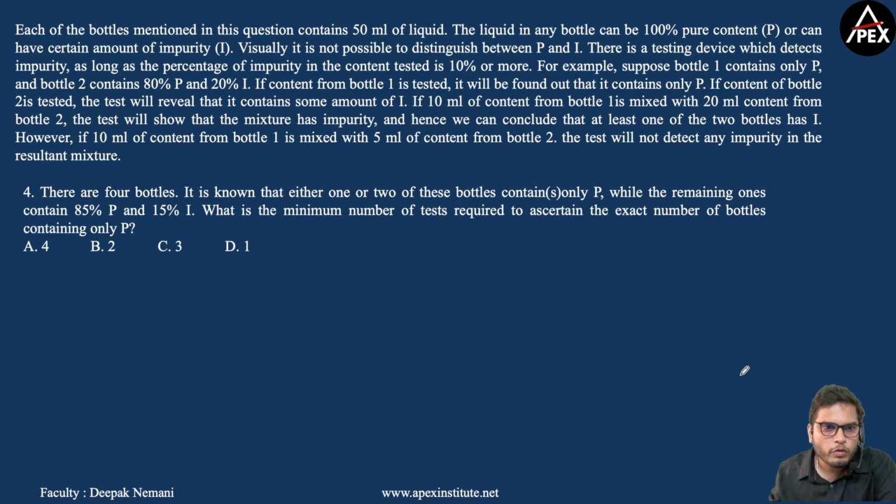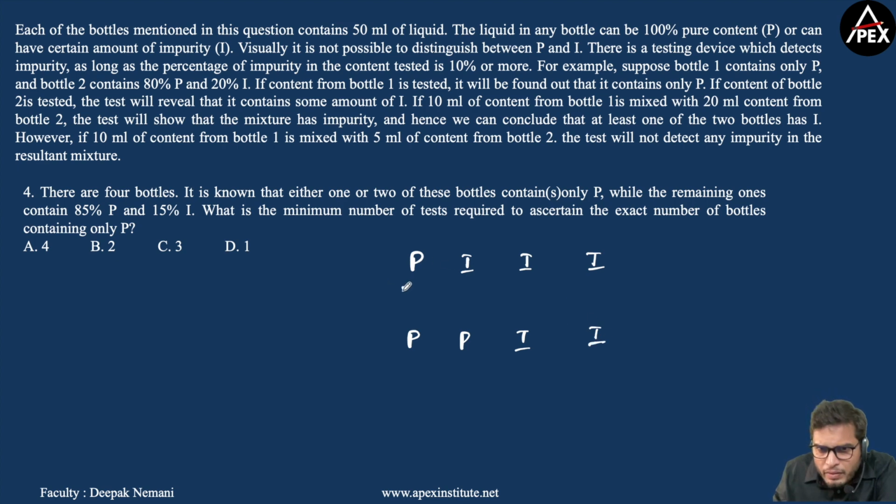Now moving ahead to the fourth question. There are 4 bottles. It is known that either 1 or 2 of these bottles contain only P, while the remaining ones contain 85% P and 15% I. What is the minimum number of tests required to ascertain the exact number of bottles containing only P? So you can have either 1 bottle containing pure liquid or 2 bottles containing pure liquid. So the remaining 3 bottles in this case will have impure liquid containing 15% impurities, whereas here you will have only 2 bottles.